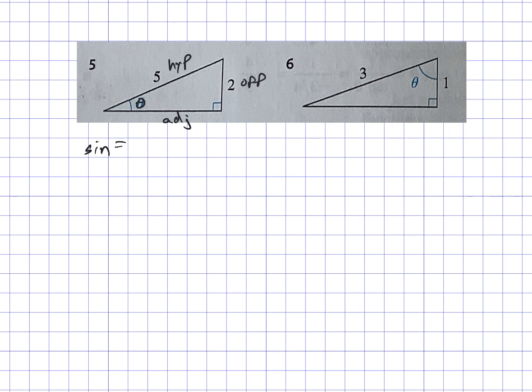So I'm going to leave off the theta thing here so we can write faster. Sine of theta is opposite over adjacent. And you're like, oh crap, I don't have the adjacent side. So you have to use the Pythagorean theorem to figure it out. So we'll call it x.